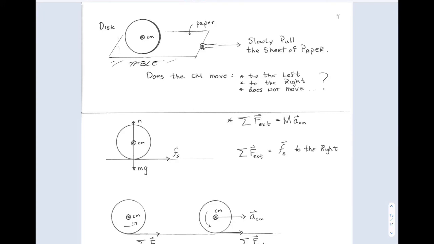Okay, here's an example. I have a disc resting on a piece of paper, and I'm going to slowly pull the sheet of paper. I'll show you a video of this. Imagine a tire: I have a disc on a piece of paper. I'm going to slowly pull the paper and I want to ask, which way does the center of mass of the disc move? Is it going to move to the left? Is it going to move to the right? Or is it going to stay in that spot? Now, I'll show you the video and we'll see what happens.